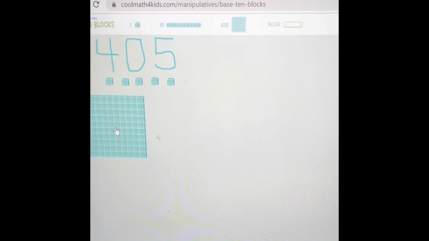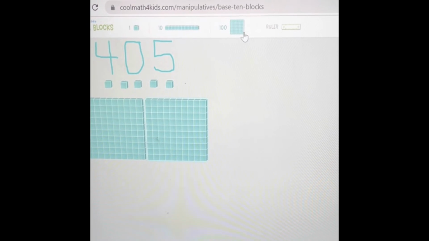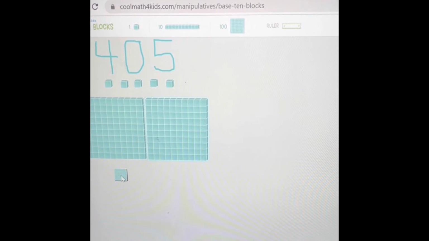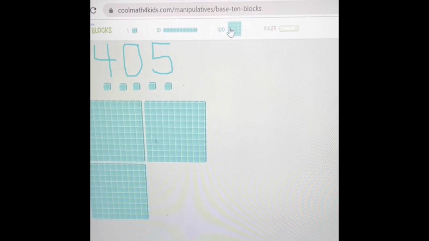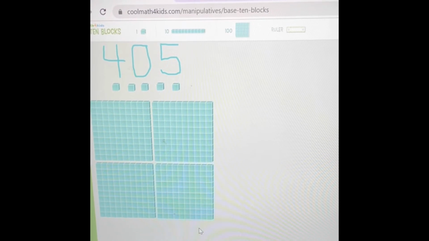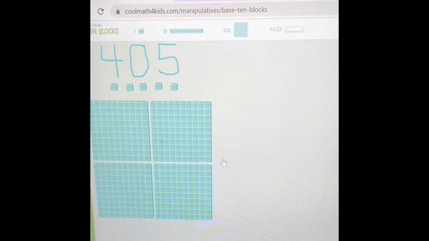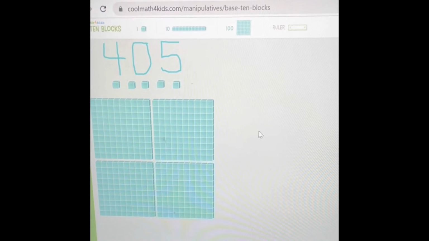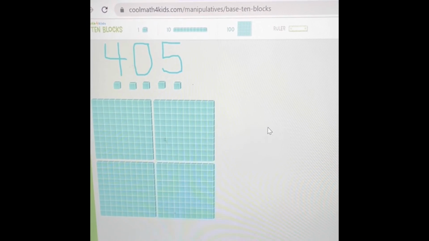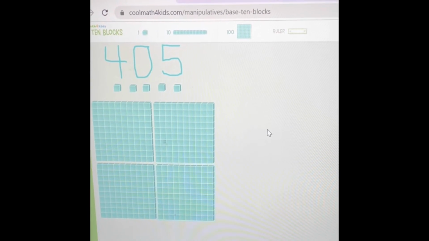100, 200, 300, and 400. So this is the visual representation for 405, and now I'm going to write the number 405 in expanded form.